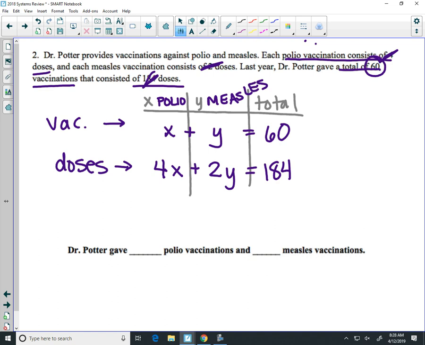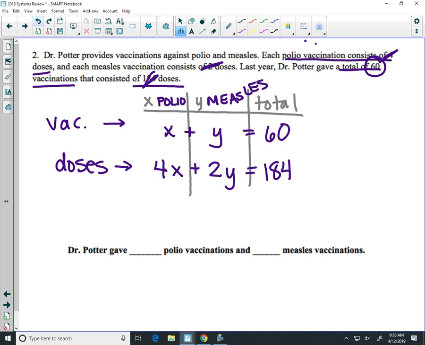If our vaccinations are made up of doses, it takes 4 shots to give one whole polio vaccination. It takes 2 shots to give one whole measles vaccination. But the wording on this one is tricky. I definitely agree with Mrs. Markgraf on that. All right, now put it into Desmos.